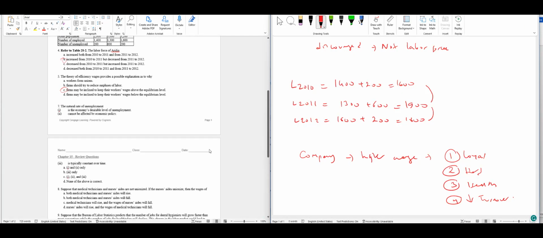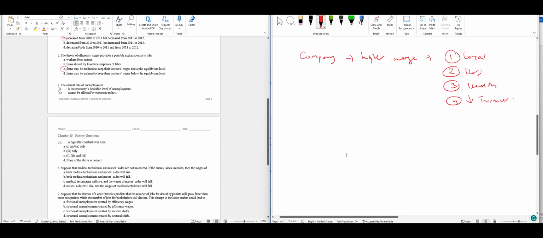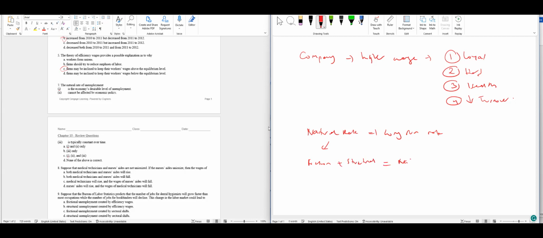Question number 7. The natural rate of unemployment. So let's understand what the natural rate of unemployment is. The natural rate of unemployment is the long run rate of unemployment in the economy, and it has two components, frictional and structural. The sum of these is equal to the natural rate. So the natural unemployment rate is not desirable. The first one is wrong.